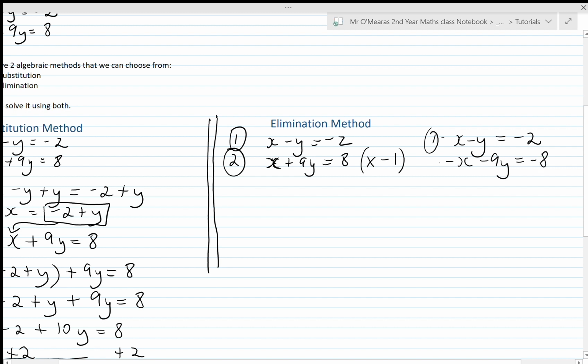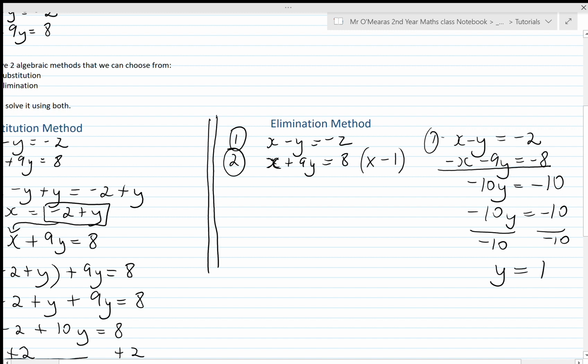All right. Now if we make that into a sum and we add them together, so x minus x, you have eliminated the x's. Minus y minus 9y is minus 10y. Minus 2 minus 8 is minus 10. Okay, and this is hopefully looking a bit familiar to the previous one. So we want to isolate y, get y on its own. So we want to divide both sides by minus 10. It's a coincidence that on both sides there's minus 10.